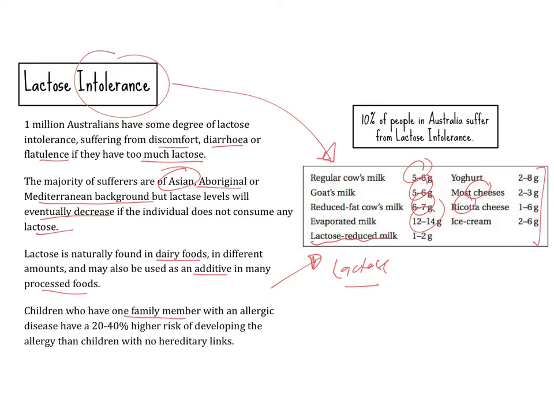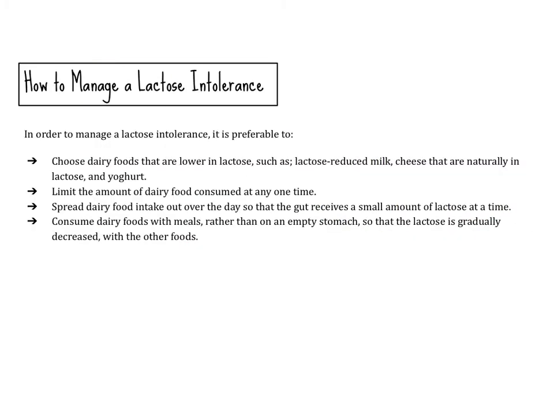Children who have one family member with an allergic disease or an intolerance are at a 20 to 40% higher risk of developing an allergy than those that don't have hereditary links. So this here is really just to exemplify that there is some information to suggest that there is some genetic predisposition to developing an allergy or an intolerance.